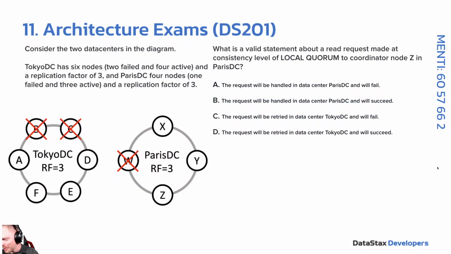I just threw up the answer there for a second. Consider the 2 data centers in the diagram. You're going to see that we're moving to a slightly different format from what you've seen before. Again, we're giving you a sampling of the kind of questions you'll get. What is a valid statement about a read request made at consistency level of local quorum to coordinator node Z in the Paris data center?